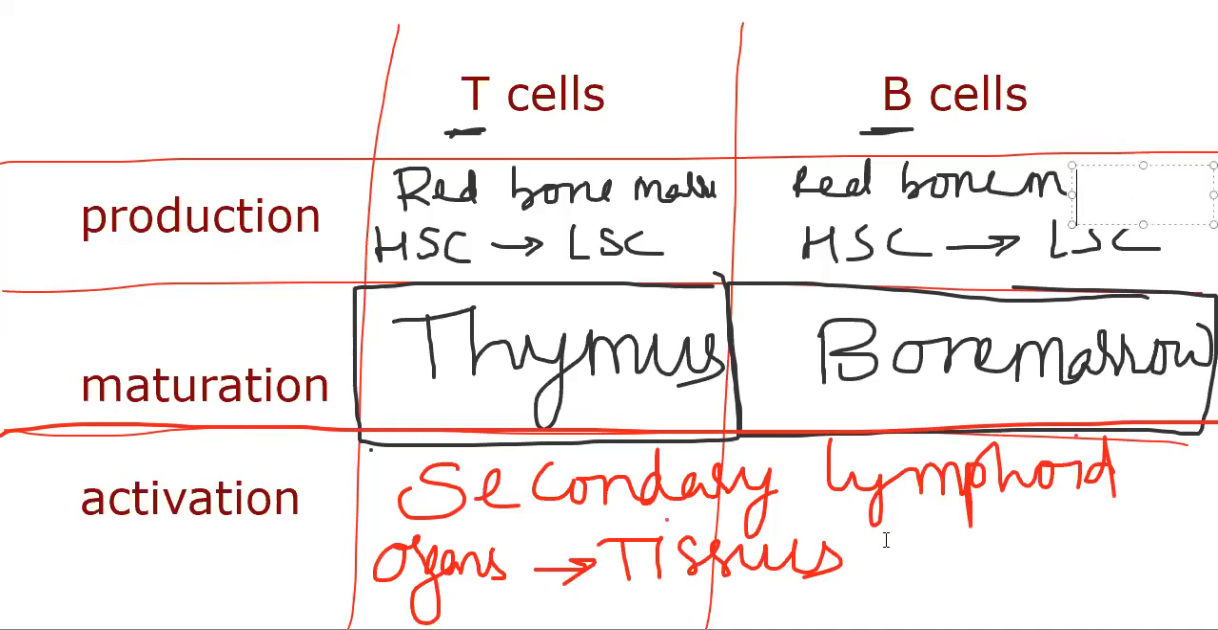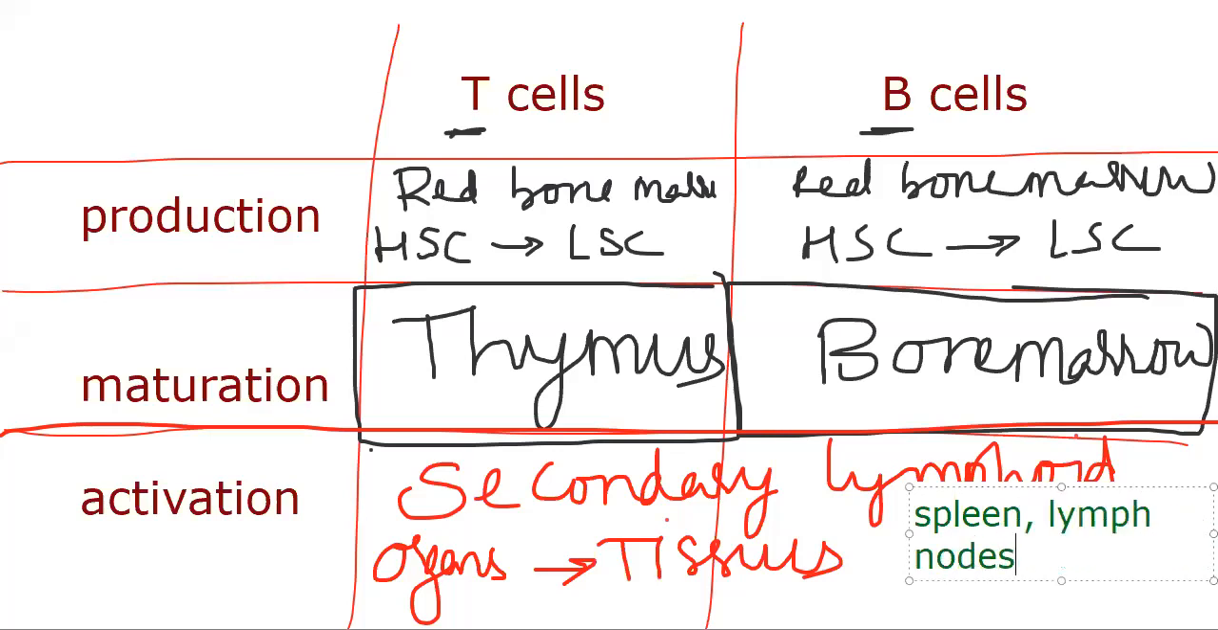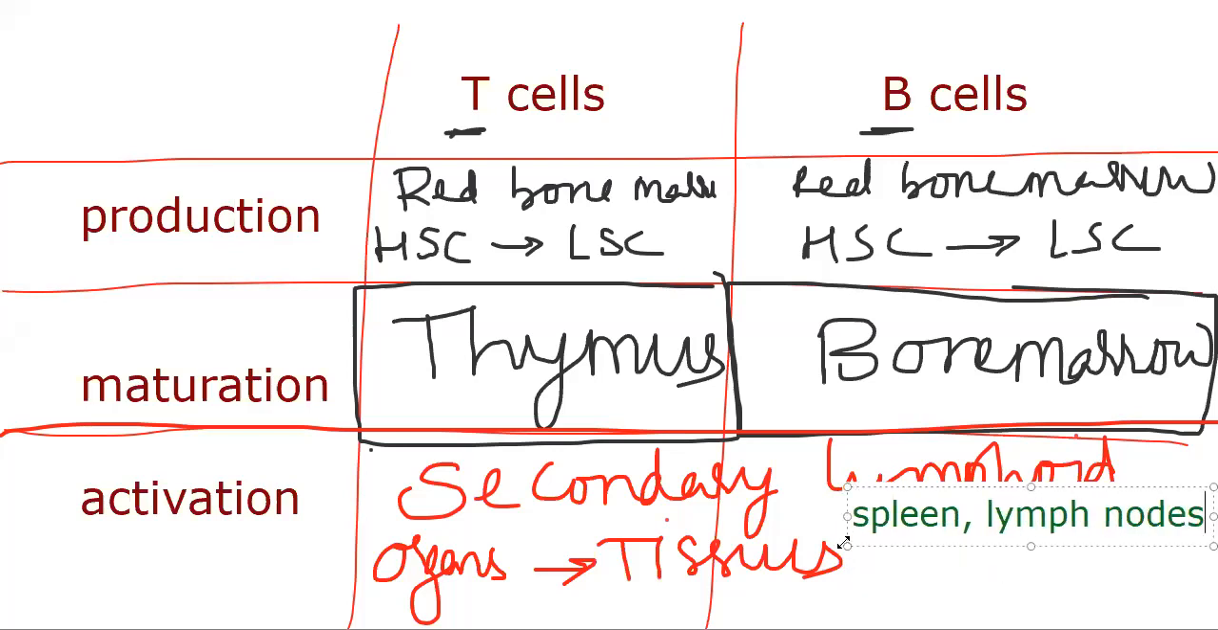Lymphoid organs and tissues are, for example, the spleen. We can take the example of spleen. So let me write here. Need to increase the font size a little. 36 is enough. Okay, spleen, you can say lymph nodes. Spleen and lymph nodes are all said to be secondary lymphoid organs.